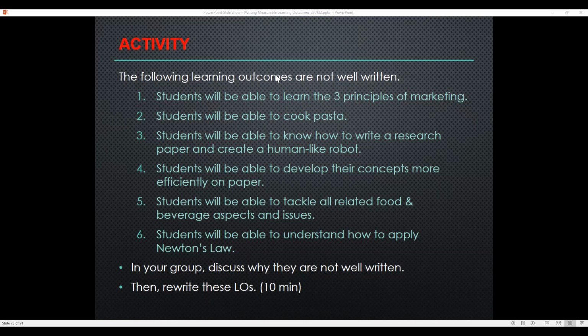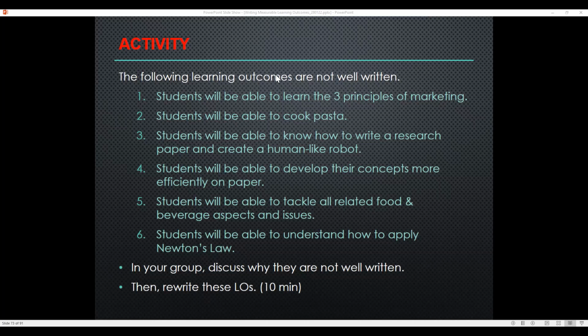Student will be able to know how to write a research paper and create a human-like robot. So start with write a research paper to create. Will be able to write a research paper to create a human-like robot. But sounds like two different things? Yeah. After write research paper, then they have to create a human-like robot. Or the research paper is about how to create a human-like robot. I think if it is one learning outcome, then it is related. So the research paper is about human-like robot. Yeah. I assume that's the case.